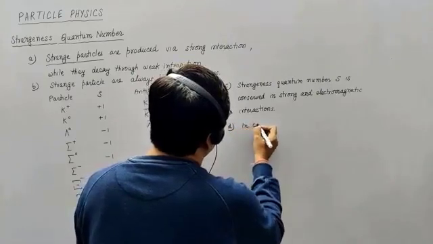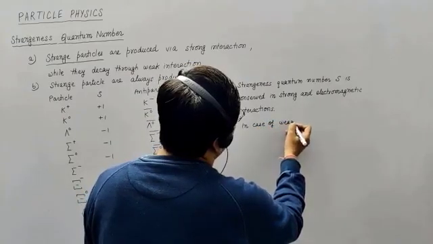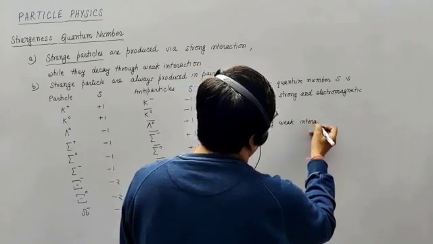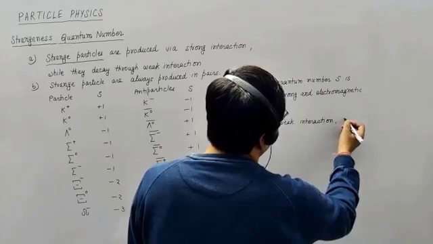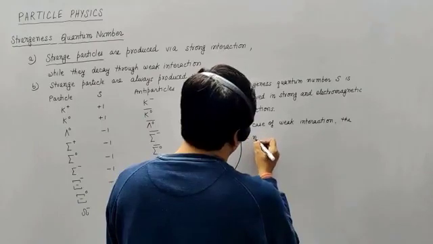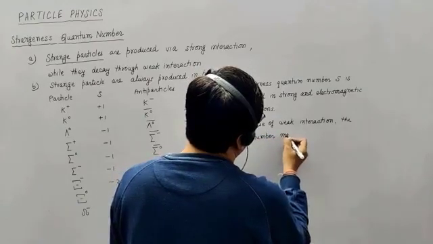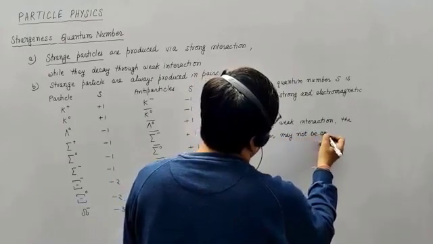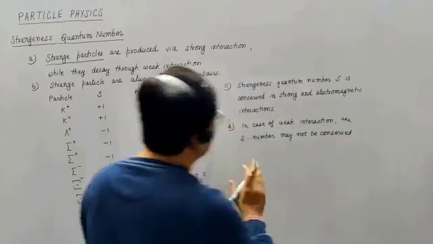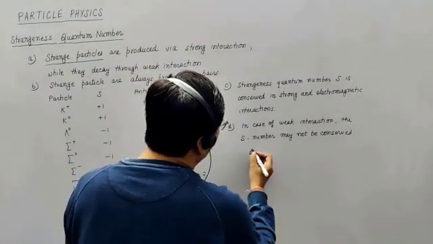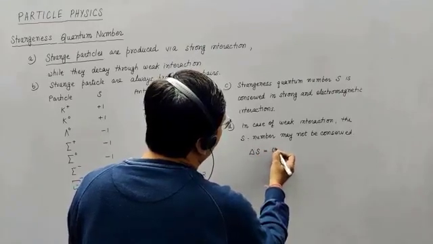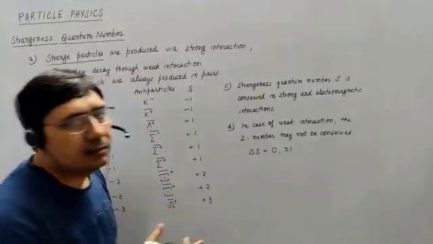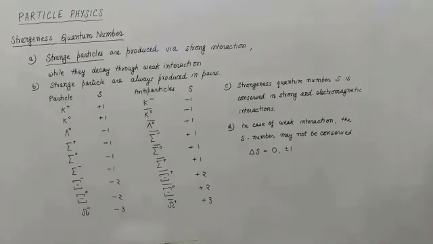In case of weak interaction, the S number may not be conserved. It's possible that S number is not conserved, but there is still a condition: the change in strangeness number can only be ±1. If there is a change in strangeness number in weak interaction, then this change will be only ±1. If the change is ±2 or ±3, then that is not a weak reaction. That reaction is not possible. So this is all about the strangeness number.